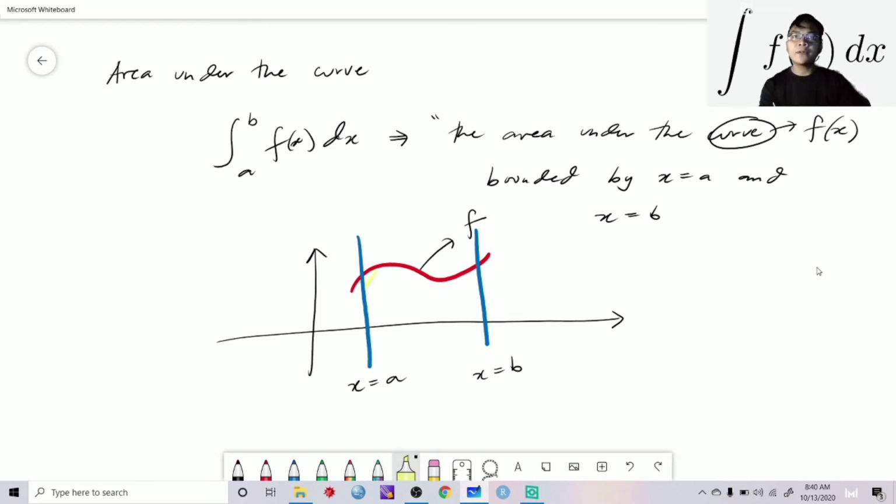So in order for us to compute the yellow area, we need to find the definite integral of f from a to b.